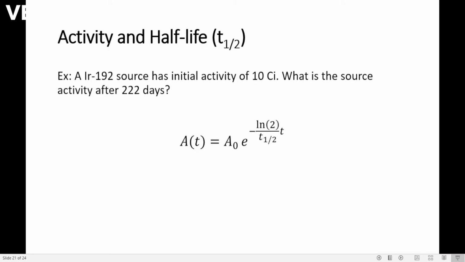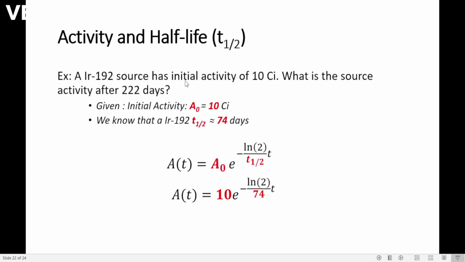So let's do this simple math here. An iridium-192 source has initial activity of 10 Curie. What is the source activity after 222 days? So let's see what we have in this problem. What's given in the problem is the initial activity, 10 Curie. What we know is that it is an iridium-192 source. That means the half-life is 74 days, approximately. So we plug those values into that equation: 10 for initial activity, 74 for the half-life.